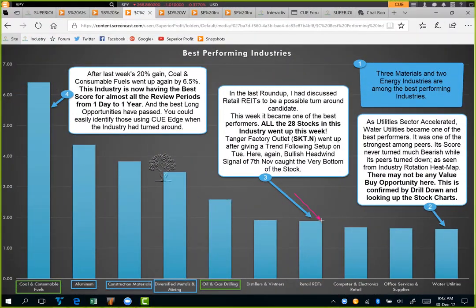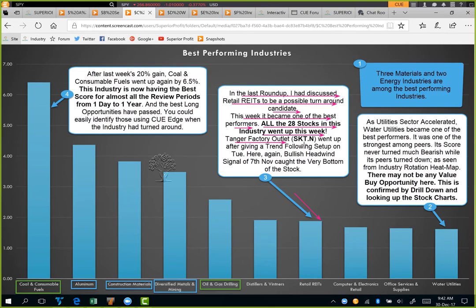What about retail REITs? In the last market roundup, the recording is available in the YouTube channel, I had discussed retail REITs to be a possible turnaround candidate. This week it became one of the best performers. And if we drill down, we see all the 28 stocks in this industry went up.